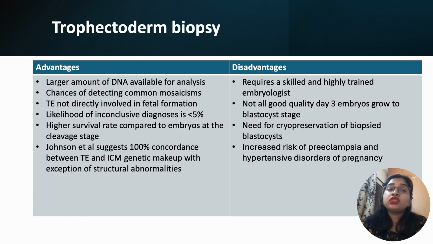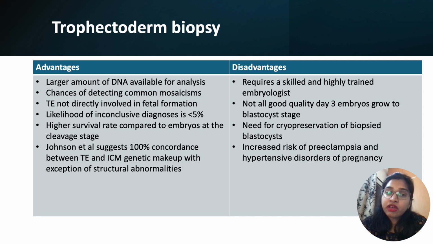Now, advantages of trophoectoderm biopsy are, when we are taking trophoectoderm biopsy, we have like 5 to 10 cells. So we have a large amount of data that is available for analysis. So इससे sensitivity and specificity increase होती है. Then chances of detecting common mosaicism is more as compared to other types of biopsies. Then trophoectoderm biopsy is not directly involved in fetal formation, so it is not going to affect the viability of the fetus. Next thing is likelihood of inconclusive diagnosis is less than 5%.